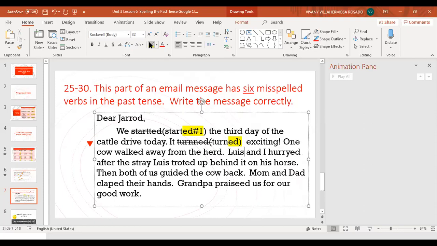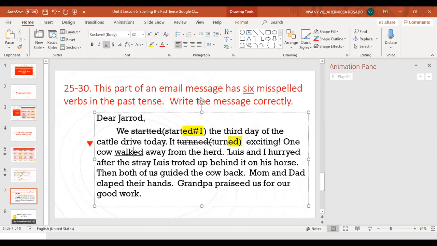Perfect. "One cow walked away from the herd." Is there a mistake in that sentence? We identify the verb. We have walked, and it seems correct. The base form for walked is walk. So they just added the ED, which is perfect. There is not a mistake in that sentence.